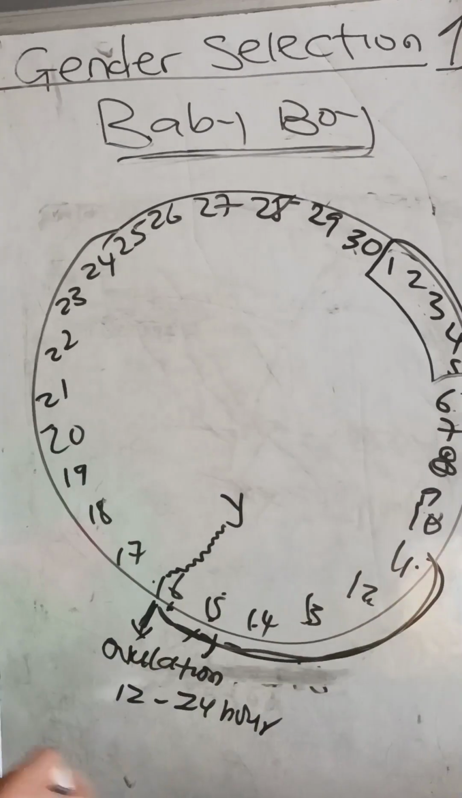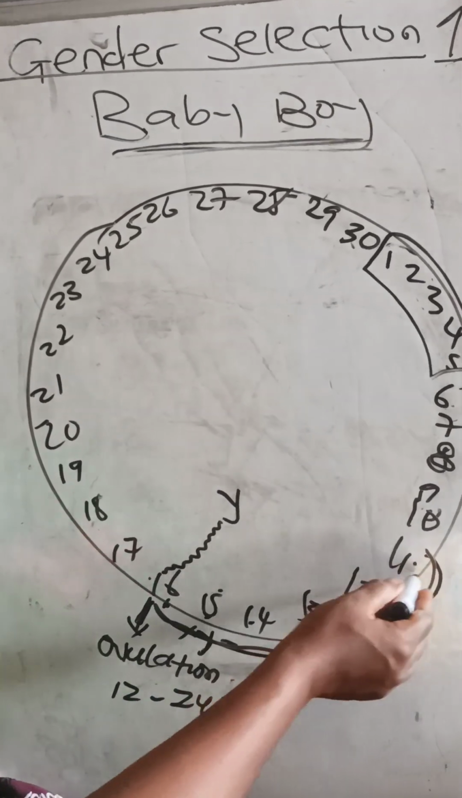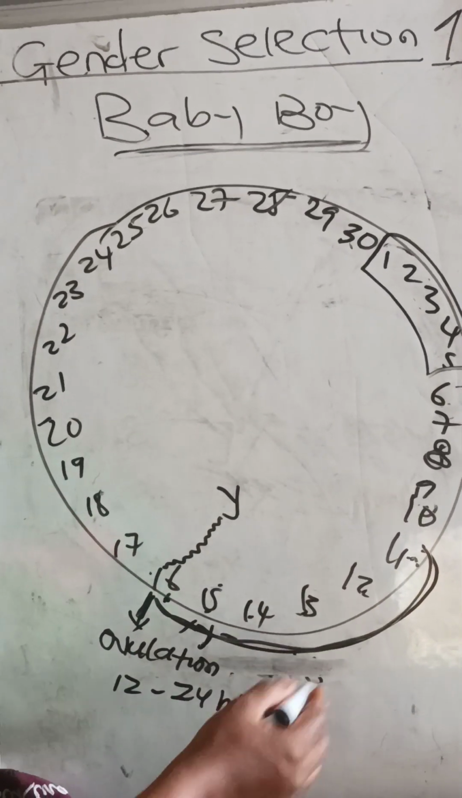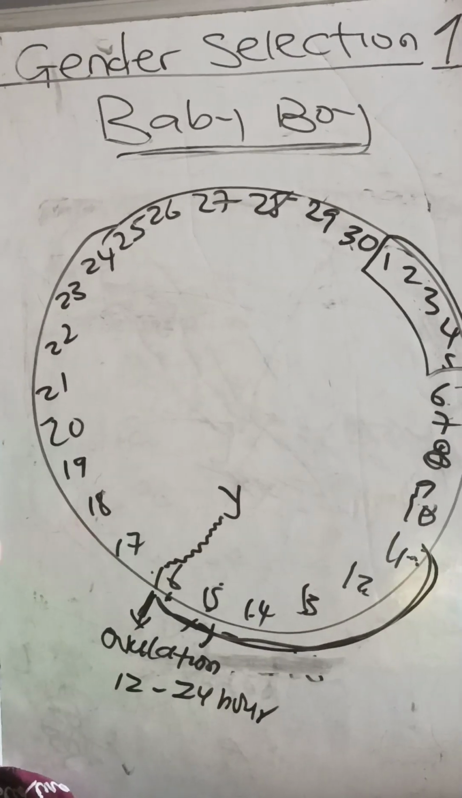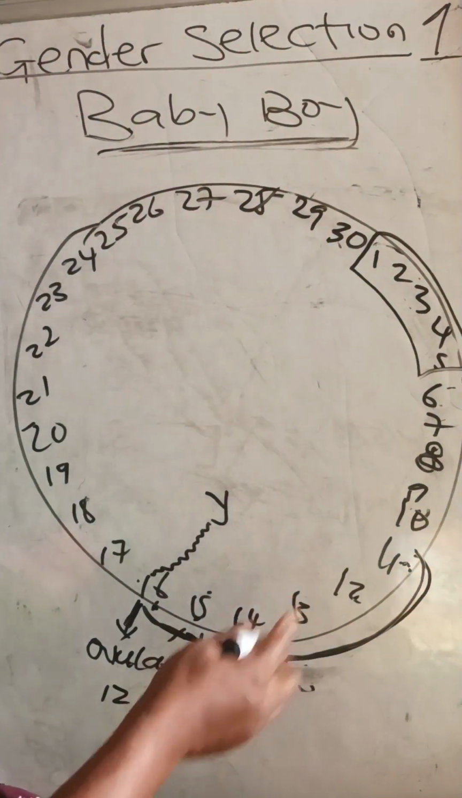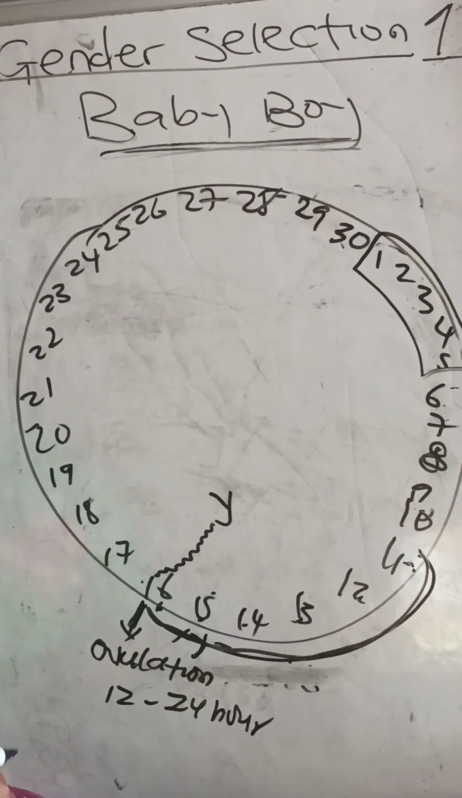We call this place the fertile window because if the woman has intercourse on the 11th, it is expected that the sperm cells are still healthy, alive, swimming along the fallopian tube, waiting for the egg to do what? To come out. Did you get it now?